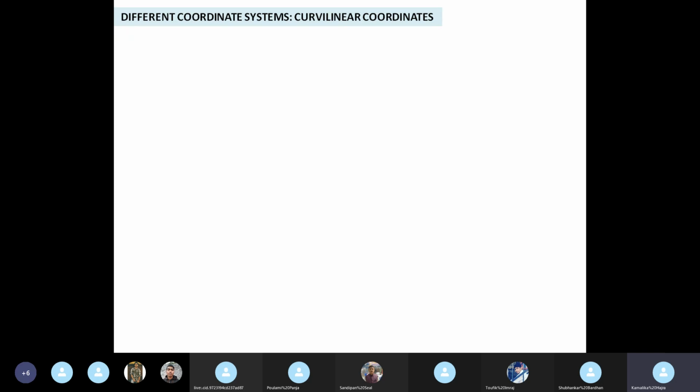We know how to write a vector in this coordinate system. We know how to differentiate and integrate vectors in this coordinate system. We know how to take divergence, gradient and curl and Laplacian in this coordinate system, and more or less everything that we do, we know about this coordinate system. Now, how does the requirement of other coordinate systems then arise?